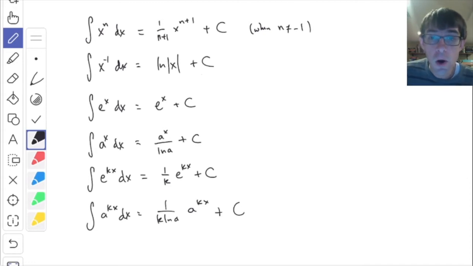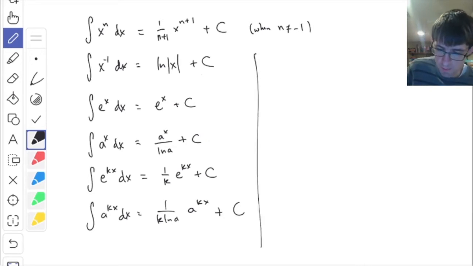So those are all the antiderivative formulas that you need to know. There's kind of a lot of them. Unfortunately, you've got to remember them. Let's just do some examples. Once you know the formulas, the examples are not so hard to do.